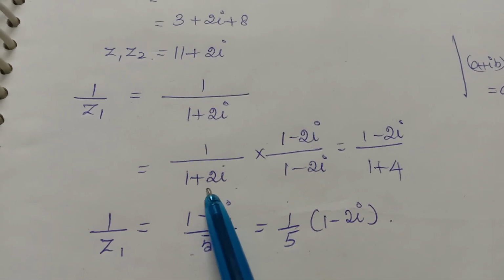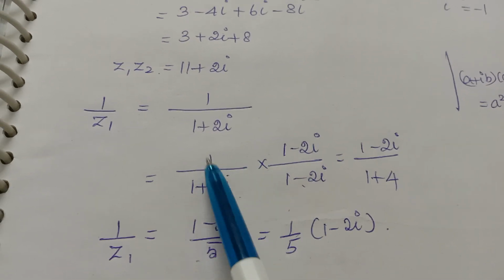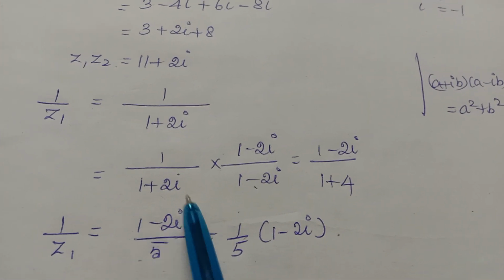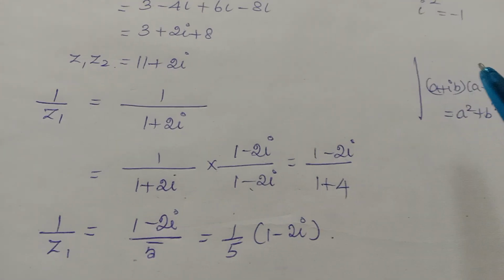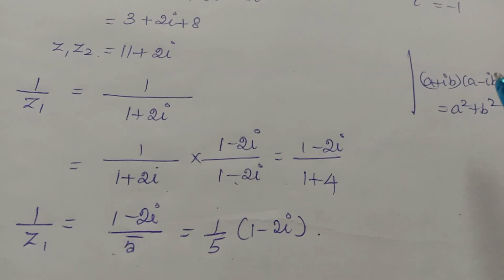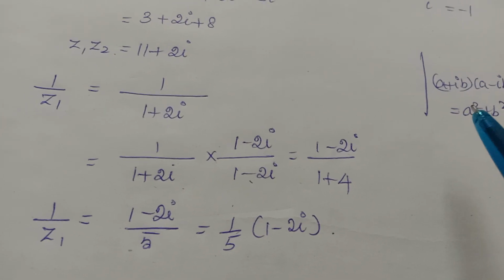What is its conjugate? 1 minus 2i. So multiply and divide by 1 minus 2i. So the numerator will be simply 1 minus 2i and the denominator is like (a plus ib) into (a minus ib). See, in algebra you have studied (a plus b) into (a minus b) equal to simply a square minus b square. It is in algebra.